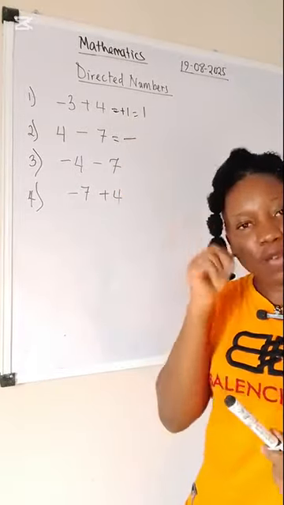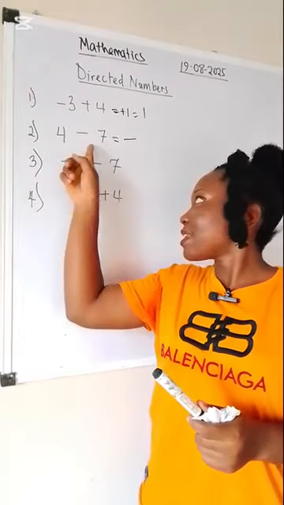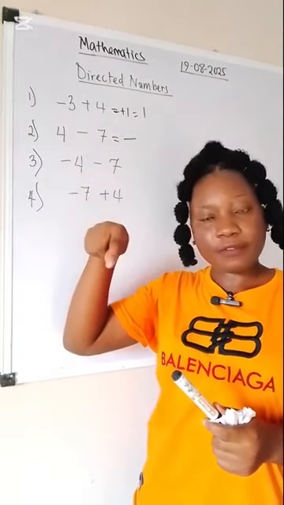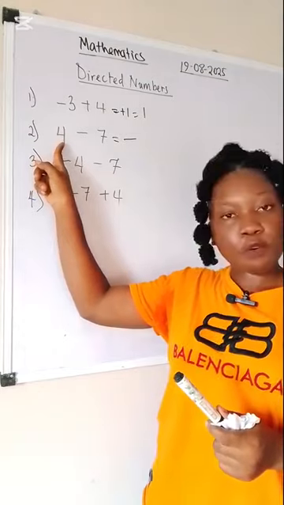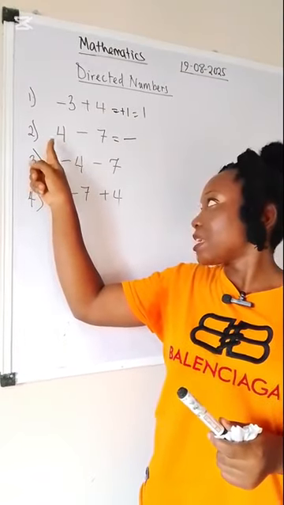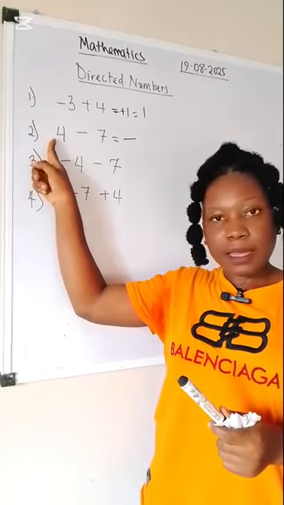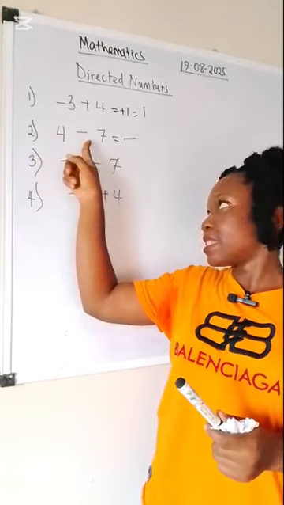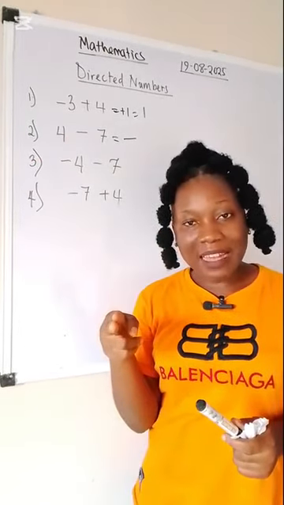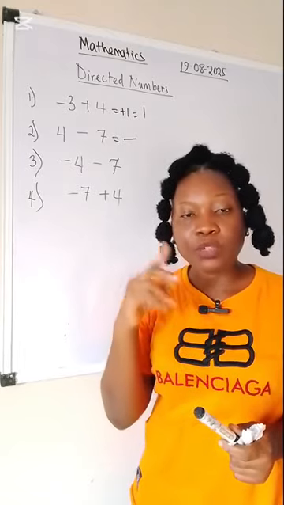Then you do what next? You ask yourself the question, what signs are involved? Are they the same or are they different? Of course, given that this is 4, we already know that this is positive 4. That means there's an invisible plus sign here that we do not write, but it's there. We know that this sign here is plus and this is minus. And remember, if the signs are the same, we add. If they are different, we subtract.